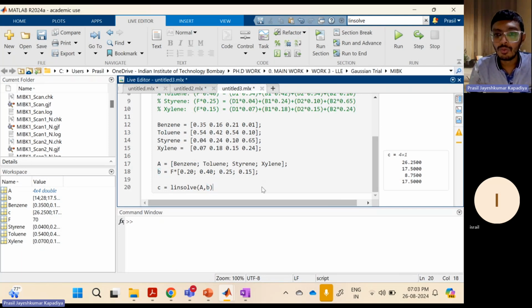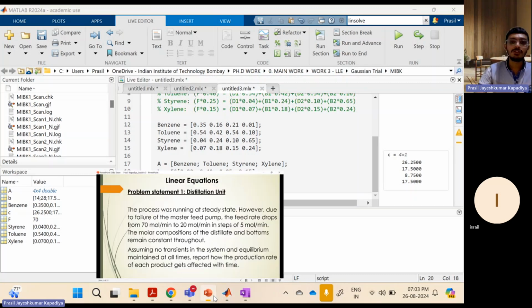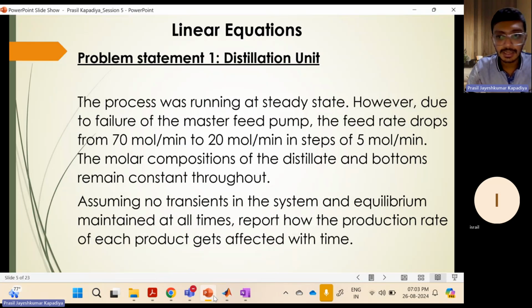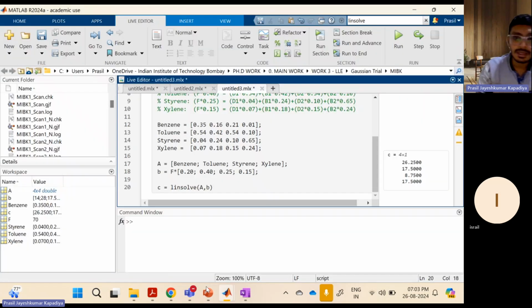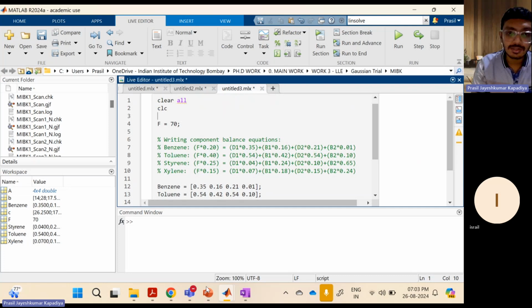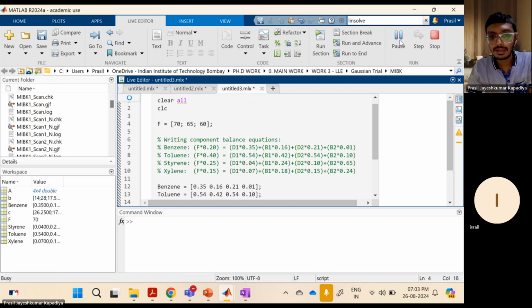Okay. Now our problem is not completely solved. So what is happening? Feed rate is dropping from 70 to 20 in steps of 5. So I have an F matrix also. My F is first 70, then it is going to 65, then it is going to 60. Let's say I'm just solving this for these three.